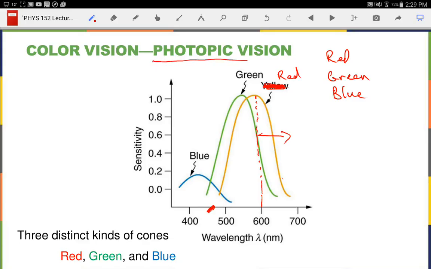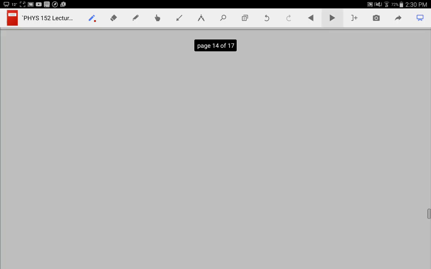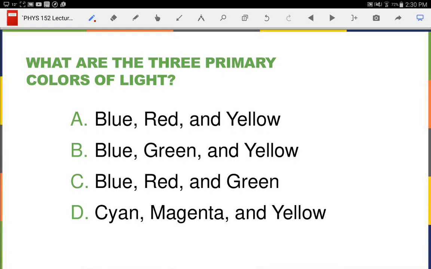This photopic vision, or color vision, occurs when you have reasonably strong light. I mentioned this in class yesterday. With weak light, the cones just aren't sensitive enough and you don't have color vision. Now we have another clicker question. What are the three primary colors of light?